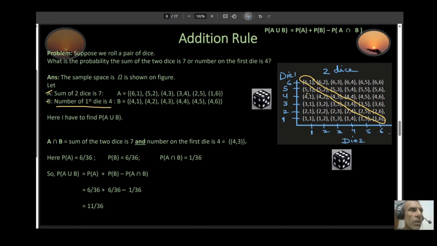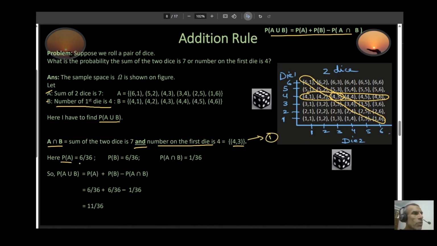Well, that would be this right here. You can see that on this set of elements, the number on the first die is 4. So here I have to find the probability of A or B, which is given by this expression right here. Let's focus on A intersection B. That would be the sum of two dice is 7 and the number on the first die is 4. You can take a look at this diagram and you can see that this element, 4, 3, is your intersecting element. So there's only one element over here.